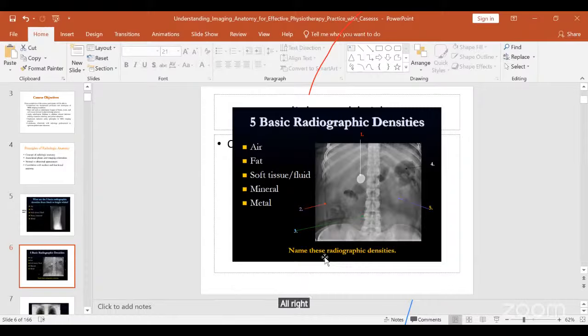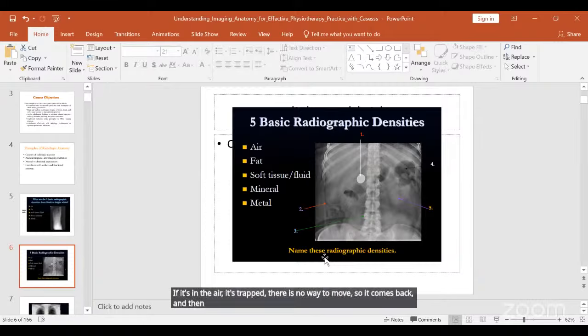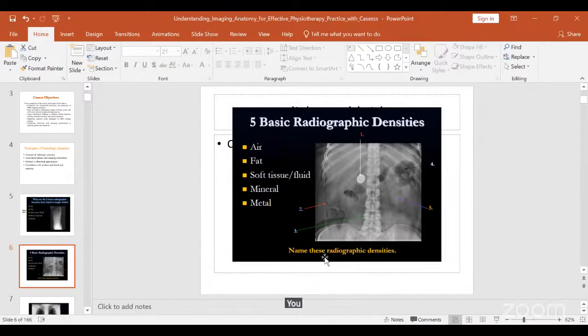All right? Normal gas. We call it fundal gas. All right, this is fundal gas, gas inside the stomach. Are we together? When you eat food, air used to come out in reverse through your esophagus because the air is trapped. You've eaten, the air is trapped. There is no way to move, so it comes back, and then you exhale it. You bring it out from your mouth. So that's a fundal gas.